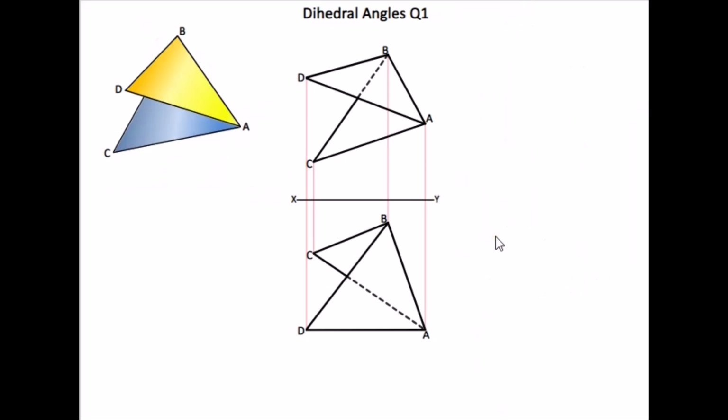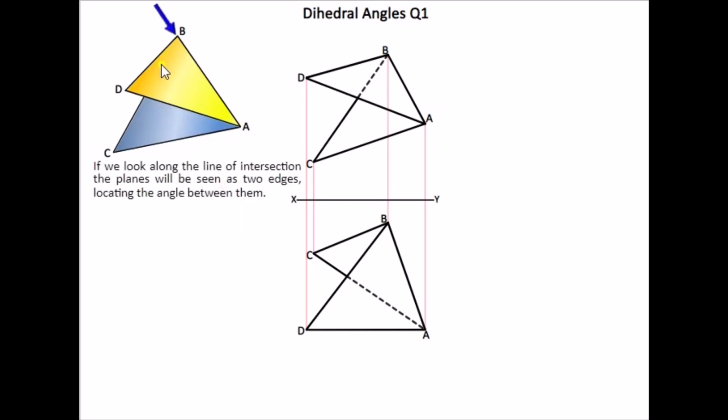Now we'll have a look at dihedral angles. So this is the first question based on dihedral angles. A dihedral angle is looking to see the angle between the two laminas, so the two triangular surfaces, to see what angle they make with one another. So that's what a dihedral angle is.